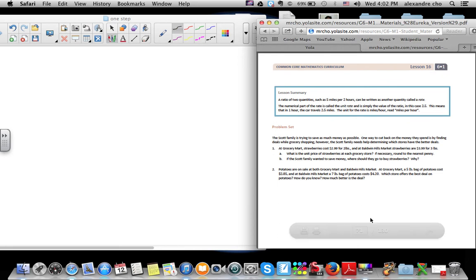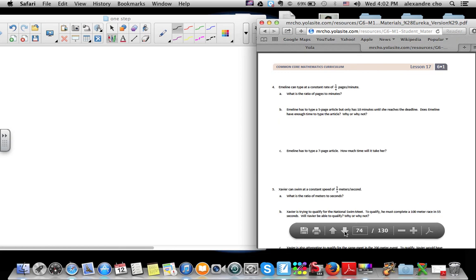And what is this? This is page 71, and I think next page 74. Ooh, there's a lot. Ooh, what do we have? Fractions over here. Yikes! All right, so Emmeline can type at a constant rate of 1/4 of a page in 1 minute. What is the ratio of pages to minute? All right, so the ratio is 1/4 of a page to a minute.